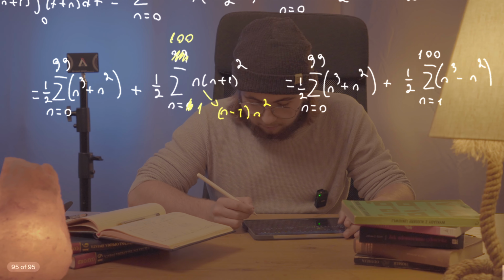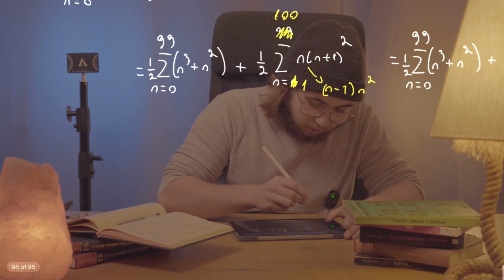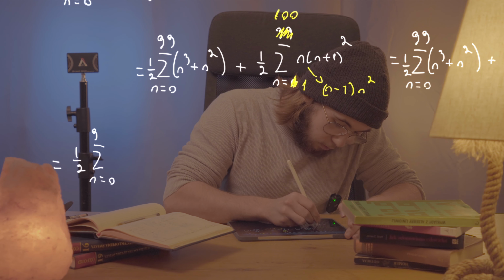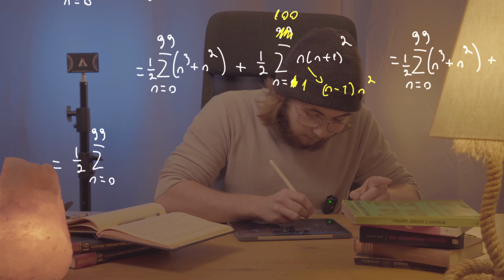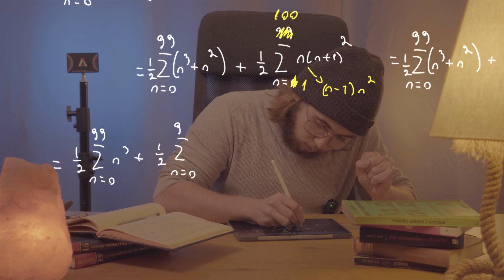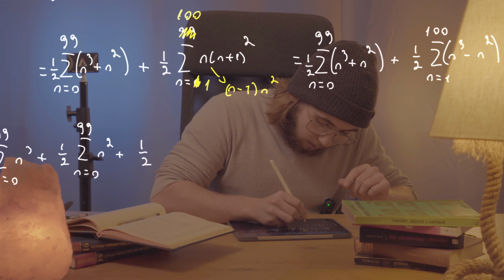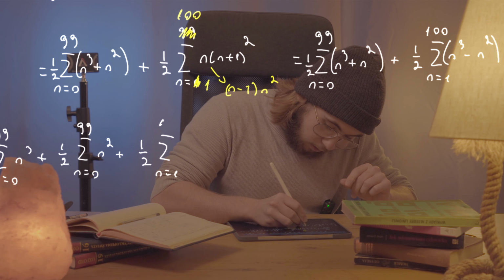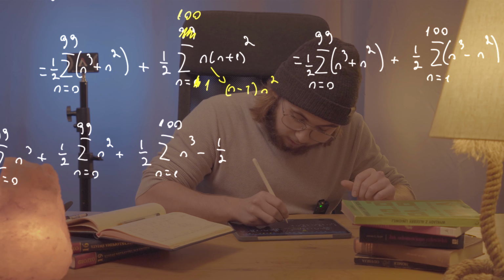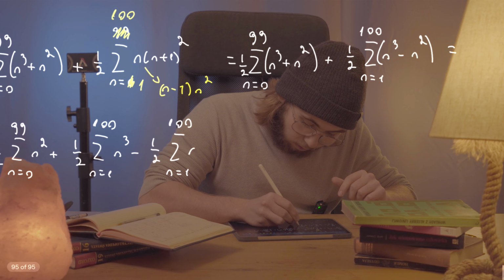I mean, make all those n's have their own sigma sign. There is no problem in doing that. So we're going to get a half of the sum from n equal to 0 to n equal to 99 of n cubed, plus a half of that sum from n equal to 0 to 99 of n squared, then plus a half of that sum from n equal to 1 to 100 of n cubed, and then minus, so negative 1/2 of that sum from n equal to 1 to 100 of n squared.